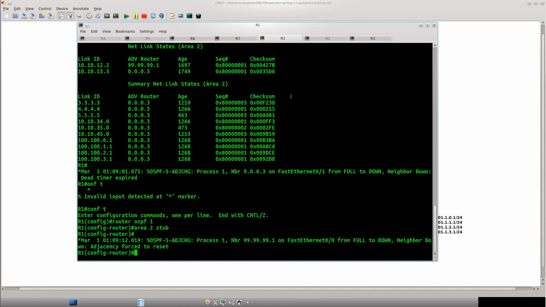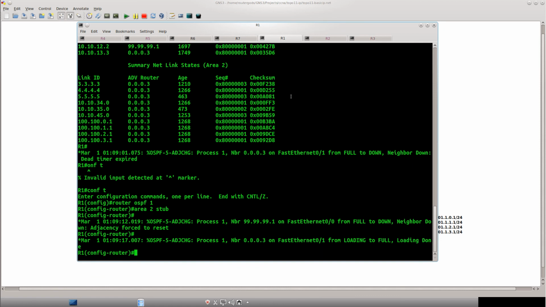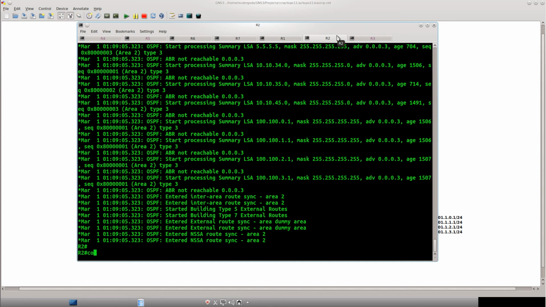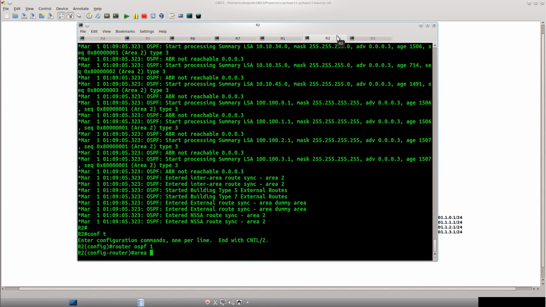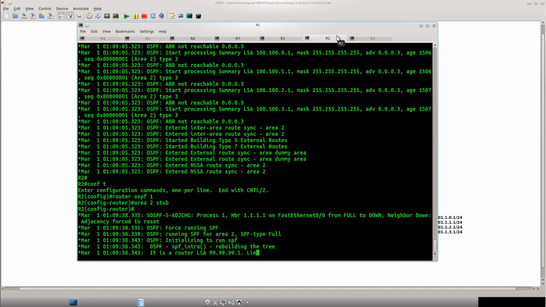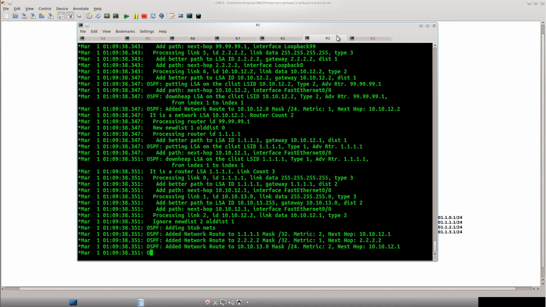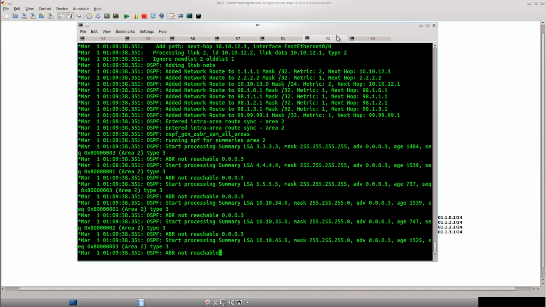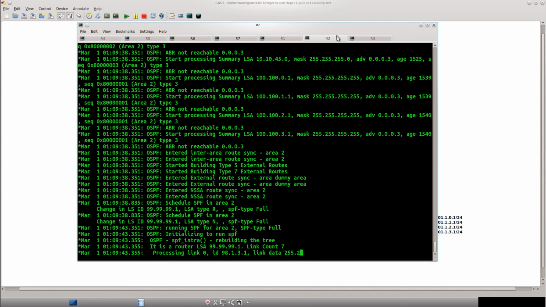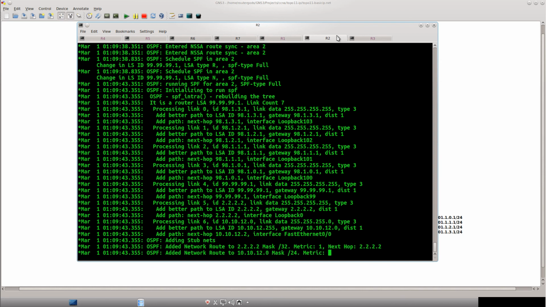Okay, so neighbor is now pointed to R2. It's going down the line to the left. Things are dying. But on the right side, router 1 and router 3 are back to full. So let's keep going left. Our last one down the line is router 2: router OSPF 1, area 2 stub. Look at that, things are happening. Probably should have taken that debug off, but that's okay.